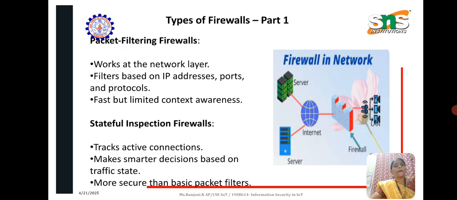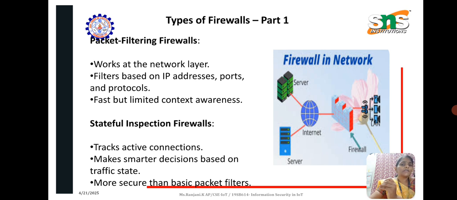Next, let us see the types of firewall. There are four types of firewall. First is the packet filtering firewall. It works at the network layer and filters based on IP address, ports, and protocols. It is fast but has limited context awareness.